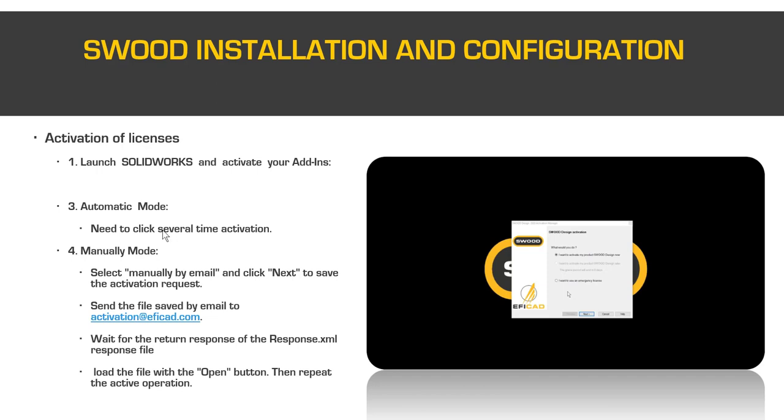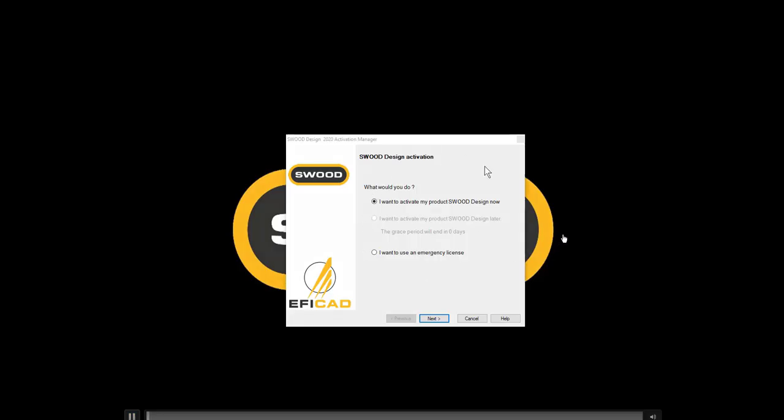So automatic mode is an automatic way. You just need to click on next. It will try to find the server and directly activate. Sometimes you need to click several times to make sure you connect to the server. And of course, if you don't have the internet connection, you can use the manual way, send it by mail, and after that, activate your licenses by using the response.xml file.